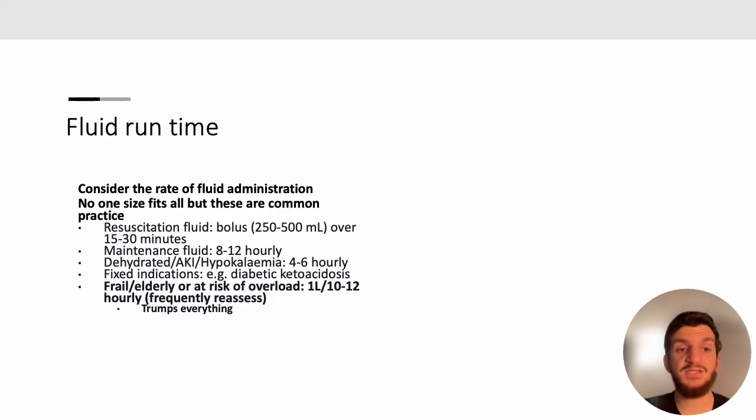Also, similarly, we may have fixed indications. So DKA has its own fluid pathway. But if we have a patient who's frail or elderly or at risk of overload, you don't want to give more than 1 liter any quicker than 8 hours. It does say 10 to 12 hours there, but if you did give it over anything more than 8 hours, you'd really be worrying about your patient's state. So you're really running the risk of overload there. And I think that would be enough to probably lose marks in the PSA.